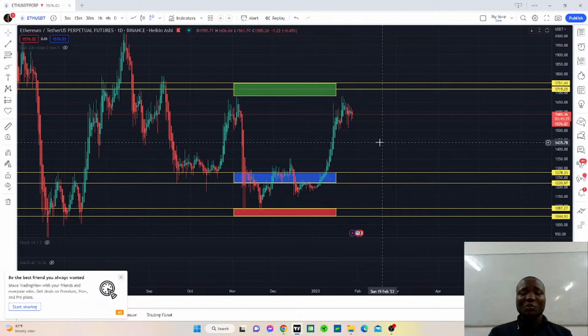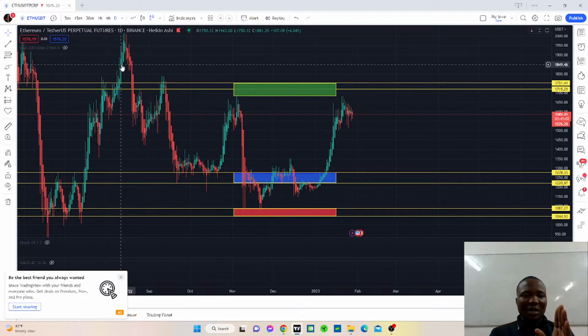So since it's a bullish market, what are you to look for in a bullish market? In a bullish market, you look for possible long entries, and in a bearish market, you look for possible short entries. Because this is a bullish market, my trade will be more of a bullish setup. So now I'll be going to the 4 hours time frame to do my analysis.